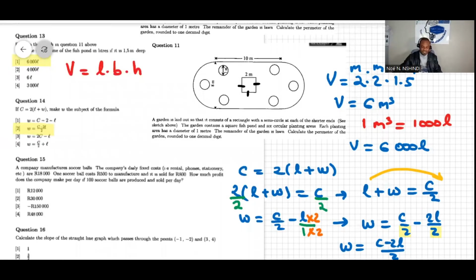Now, question 16, the question says that a company manufactures soccer balls. The company's daily fixed costs, which means rental, phone, stationery, accessories, are 18,000 rand. One soccer ball costs 500 rand to manufacture, and it is sold for 800 rand. How much profit does the company make per day if 100 soccer balls are produced and sold per day?